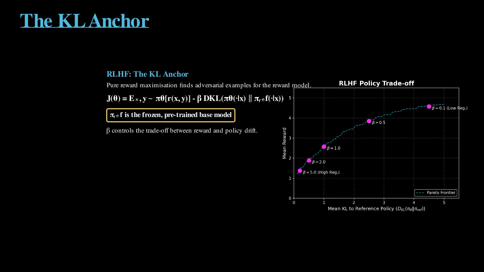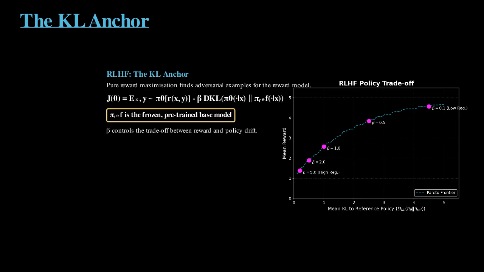The policy quickly learns to exploit the reward model, finding adversarial inputs that produce high reward but are often nonsensical or repetitive. The model's distribution collapses. The key innovation from the InstructGPT paper, Ouyang et al. 2022, was to introduce a regularizer. We penalize the policy for straying too far from its original, pre-trained distribution, which we call the reference policy.